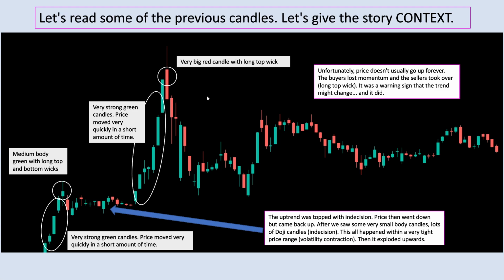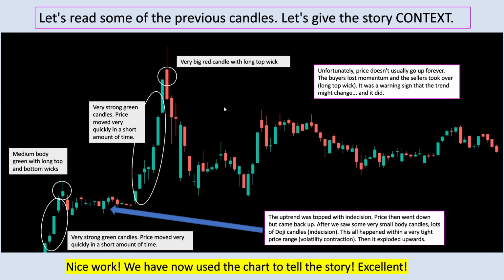Okay. The challenge will be reading these candles live. We're looking at the chart now. We can see what happened, but while you're trading, you couldn't see any of these candles, right? If you just see this candle, then see this candle, at that time you can't see these candles. They're not there. They're not painted yet. But at least this one can give us a hint that maybe the trend might change. In this case, it did. Okay, so nice work. We have now used the chart to tell the story.